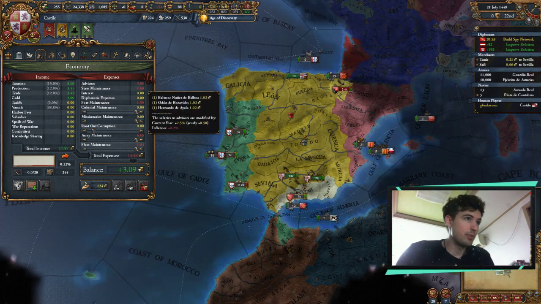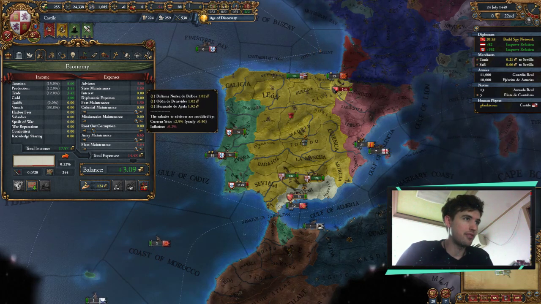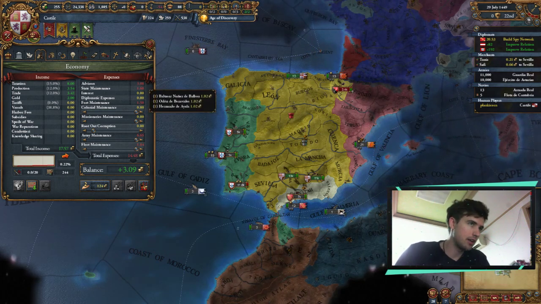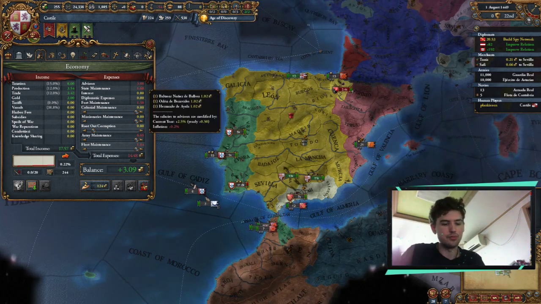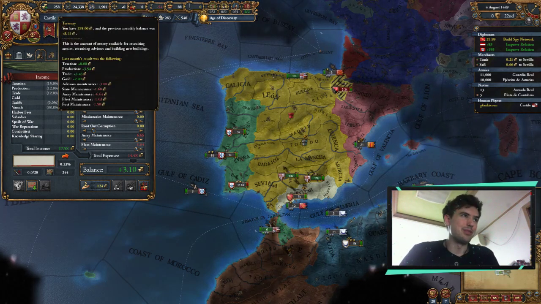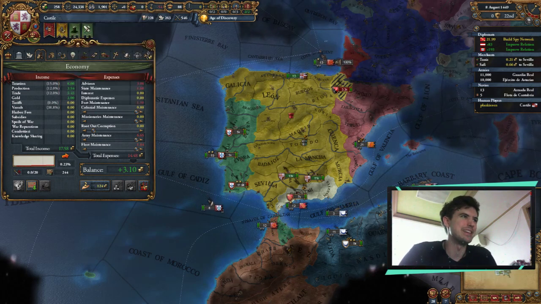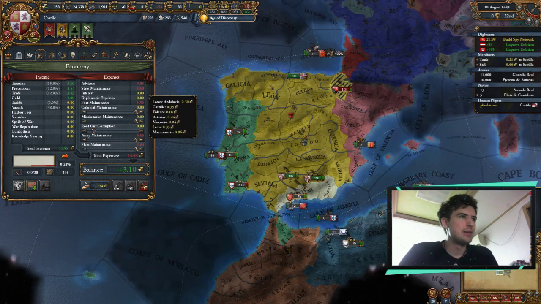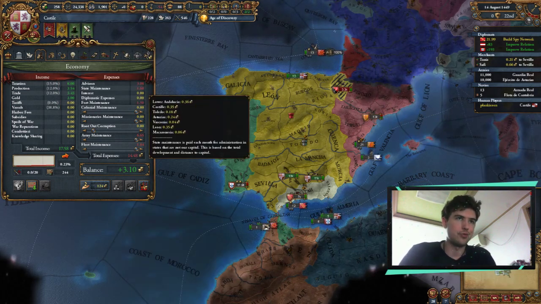Maybe I'm spending too much money on advisors. All right. So maybe I fire an advisor and I'm making an extra ducat a month, right? Ducats are the name for gold in this game, so that's what we call them. We don't call it gold. Don't say gold. That's for Crusader Kings 2.